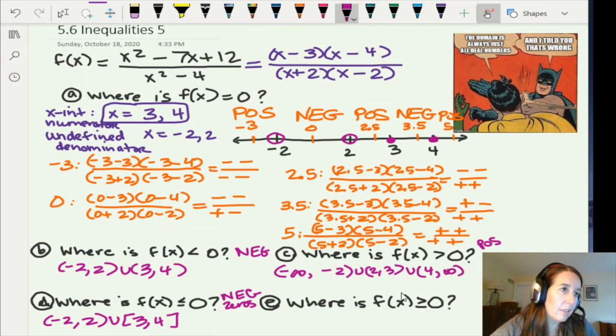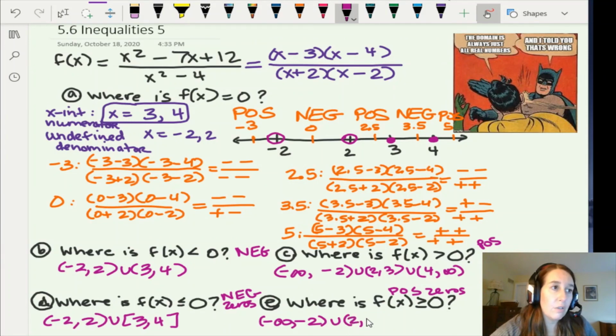Okay, and then finally, if we want to include the positives and the zeros, then we're going to go negative infinity to negative 2, parenthesis 2 to bracket 3, and bracket 4 to infinity parenthesis. Okay, so I'm just making brackets out of the ones that are zeros. I hope that helps you define what do you do with the undefineds versus what do you do with the zeros. And that's really the only difference between the rational inequalities and the polynomial inequalities.